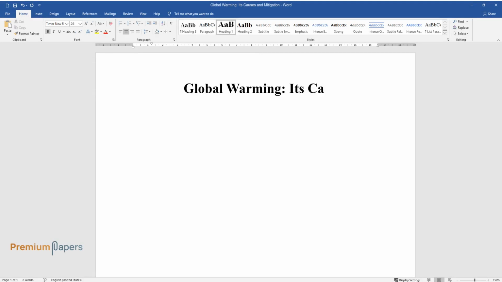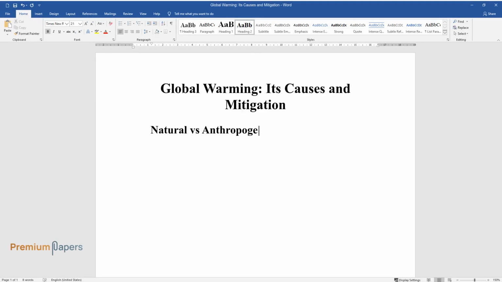Global warming, its causes and mitigation. Natural versus anthropogenic climate changes.